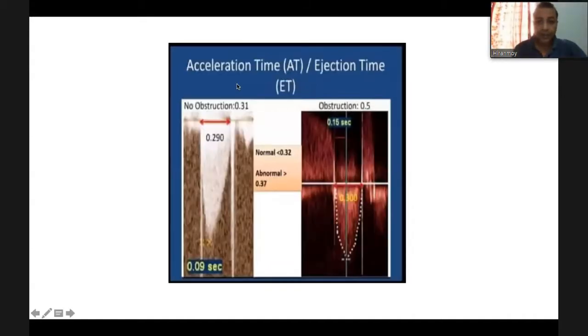Now, acceleration time and ejection time on spectral Doppler. This is the acceleration time, how long it takes to reach the maximum ejection velocity. And this is the ejection time. These are the AT and ejection time. I already mentioned that the acceleration time and ejection time will both prolong in the case of a stenotic valve.